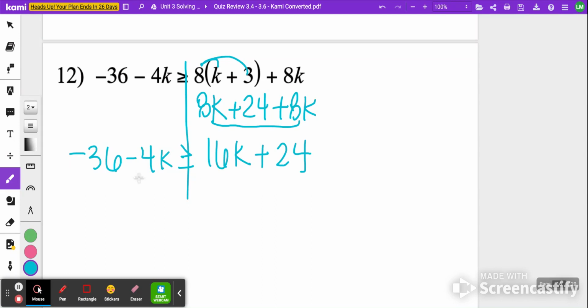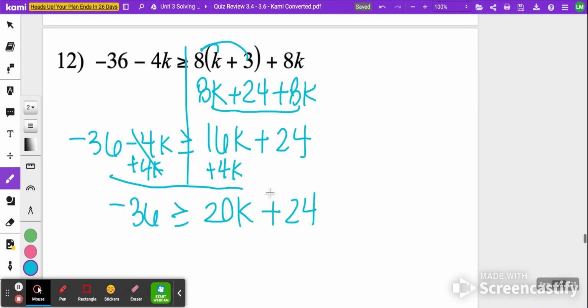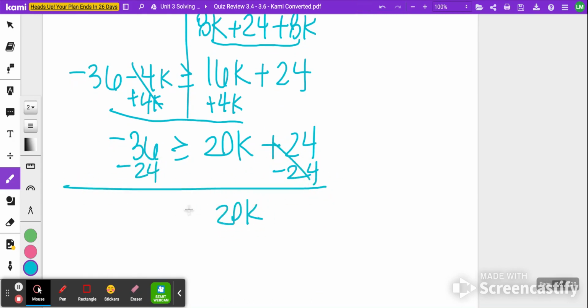Let's go ahead and move my k's together. I'm going to add 4k to this other side. I'm going to get negative 36 still hanging out here is greater than or equal to 20k plus 24. Then we're going to subtract 24 from both sides. These 24s cancel out. 20k is left over by itself.